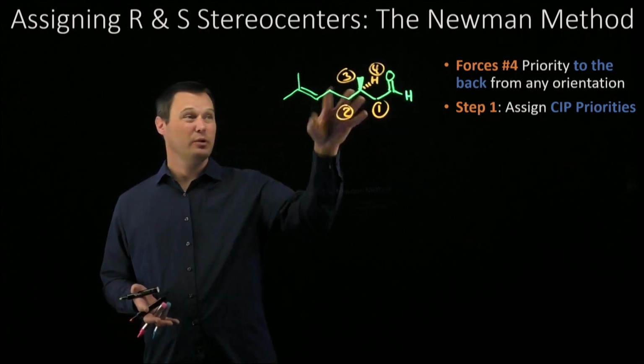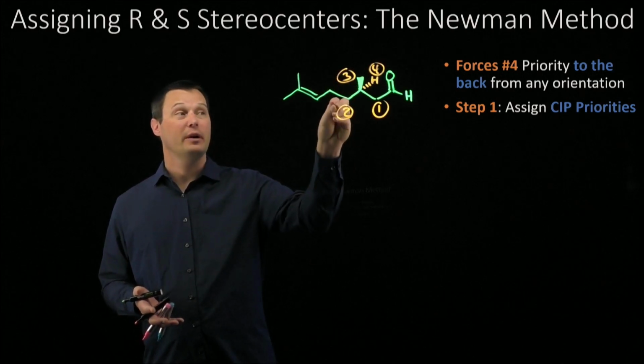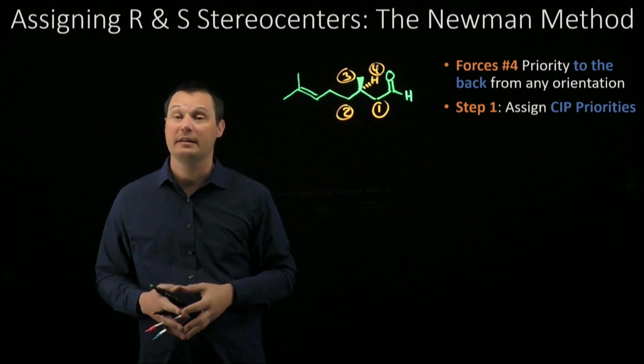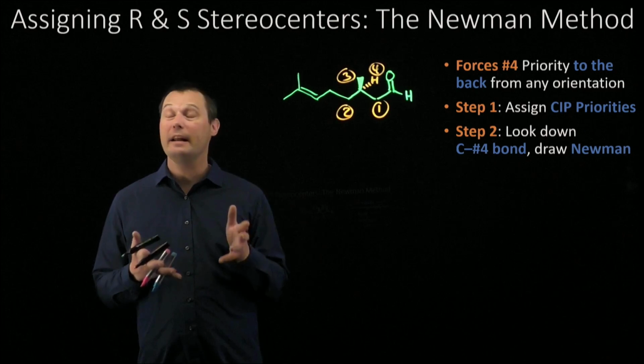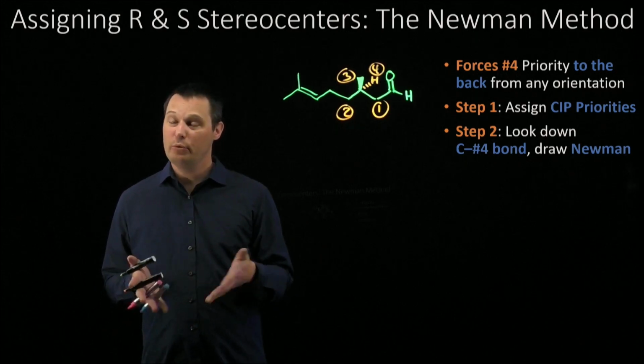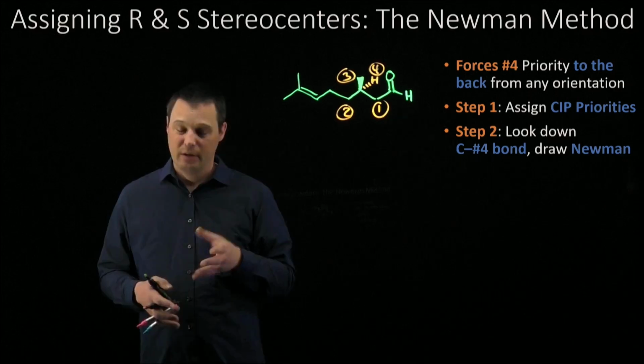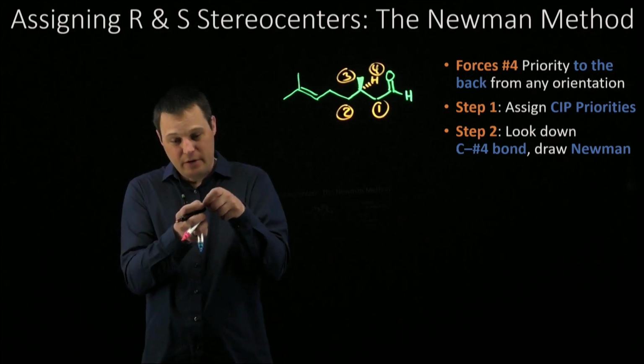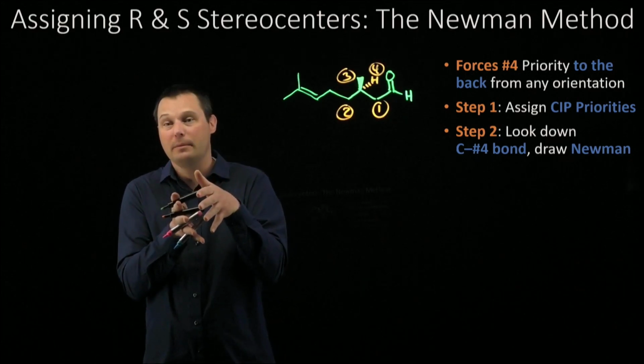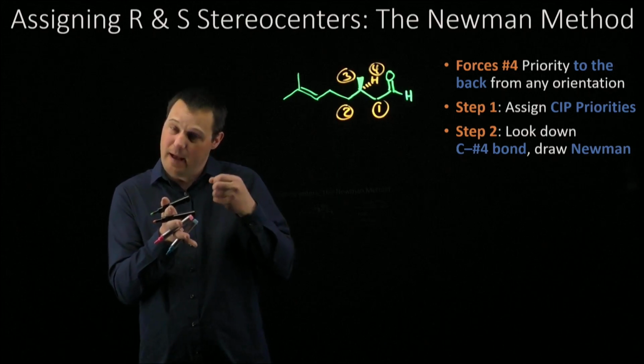For this method, it doesn't really matter where all the groups are oriented around the stereocenter. We're going to redraw it again in a second anyway. Step 2 is the defining move for this method. We're going to draw a Newman projection looking directly down the carbon number 4 bond. In other words, we're going to stand on the stereocenter and look down the bond to number 4, so that now the number 4 group is in the back by definition.